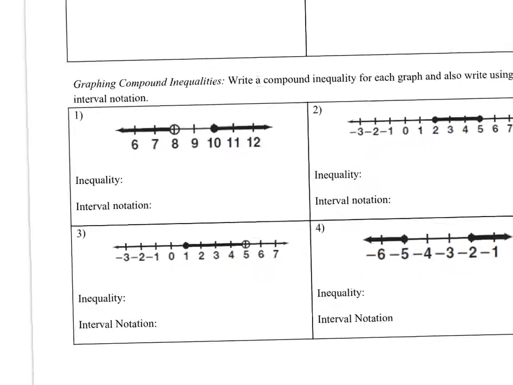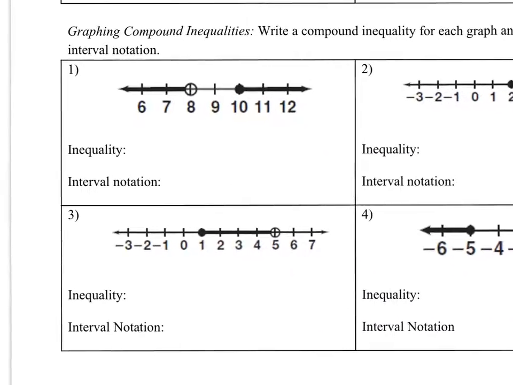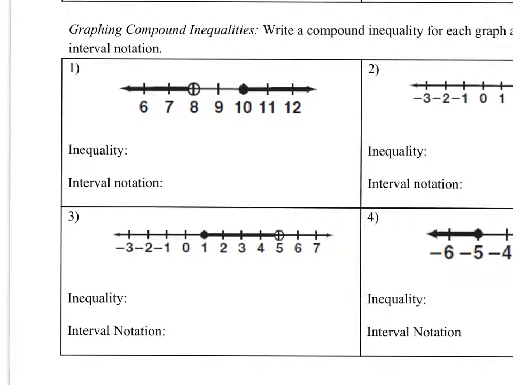Okay, now from a graph, we're going to write inequality notation and interval notation. So this looks like an OR. If you think about a rowboat, it actually looks like an OR, so it's going to be an OR because it looks like an OAR. So the inequality is x is less than 8, because it's an open dot at 8 shaded to the left, or x is greater than or equal to 10.